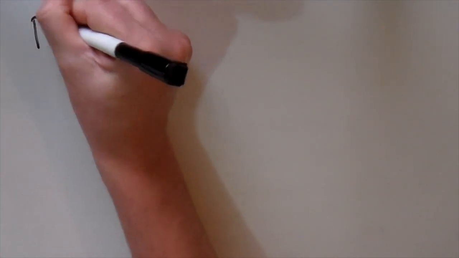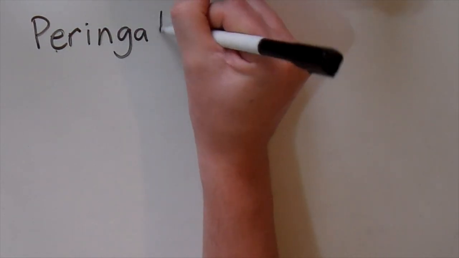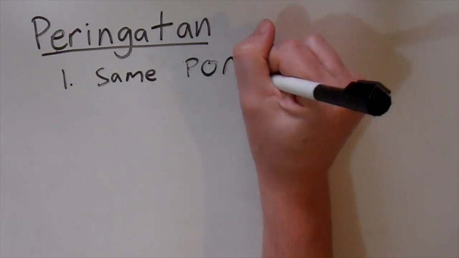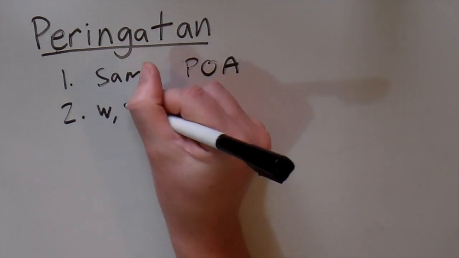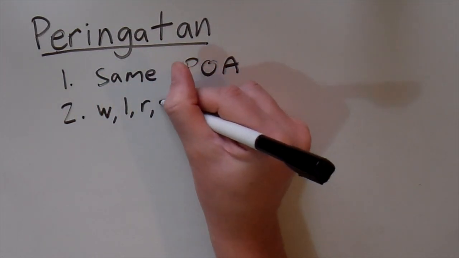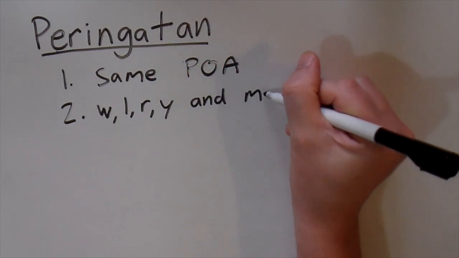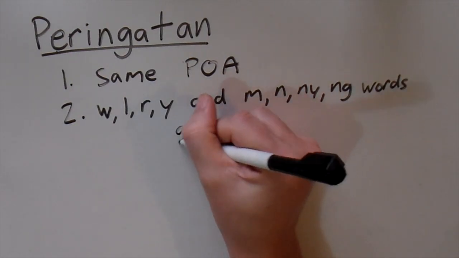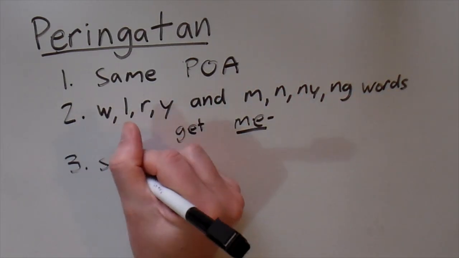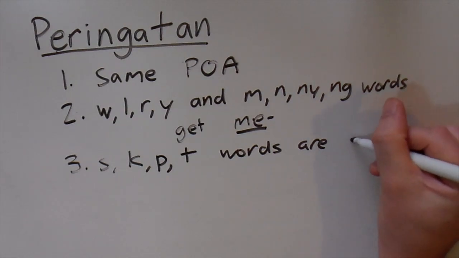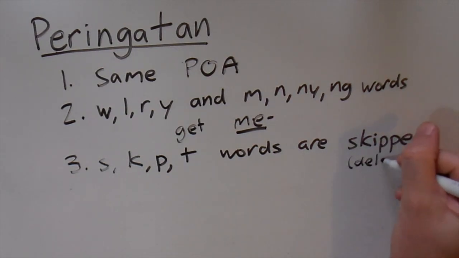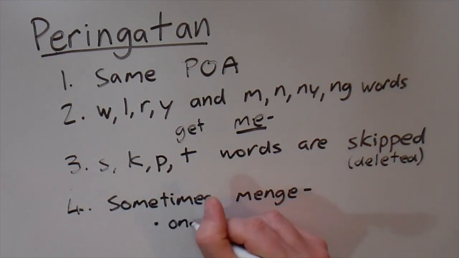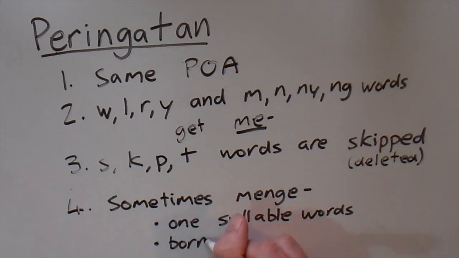Some things that you have to remember. The nasal takes the same place of articulation as the first sound of the base word. Liquids, l, w, y, and nasals, m, n, ny, get me. S, k, p, t are skipped. Menge is sometimes used for one-syllable words and some borrowed words.